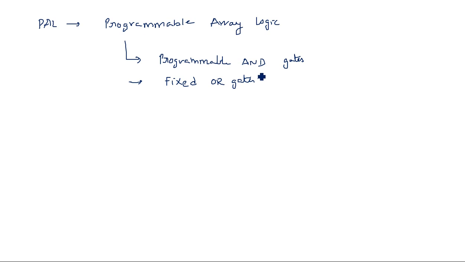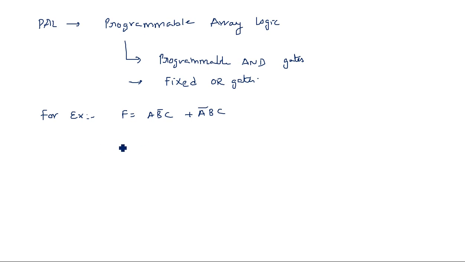That means AND gates we can program like anything. Once it is connected, we can reconnect these AND gates. Whereas once the OR gates are connected, that cannot be reconnected. The structure will be like this. For example, F is equal to A B bar C plus A B C.